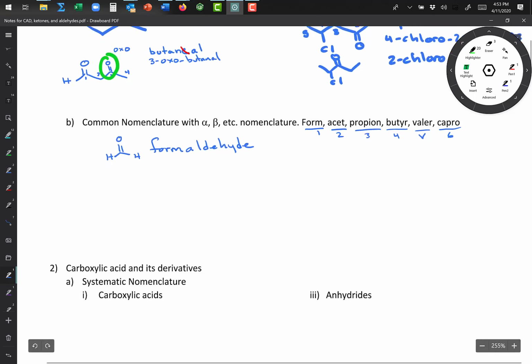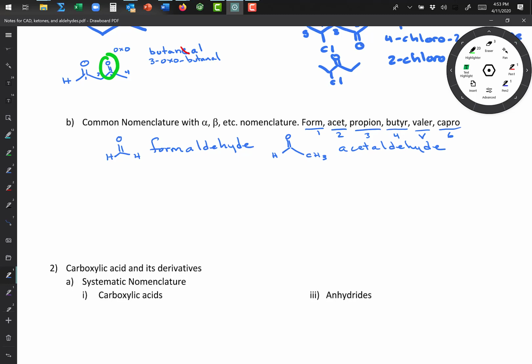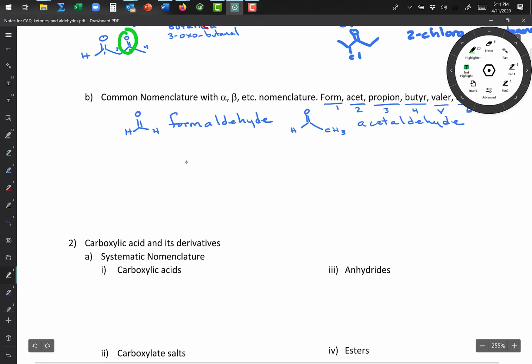So acet is 2 carbons. So acetaldehyde would be this. Just 1. And this is an H, and this is a CH3 over here. So this is acetaldehyde. Okay, so now it turns out when you have 1 or 2 carbons, you can only have aldehydes. But if you have 3 carbons, then you could have a ketone. So that ketone would be this.